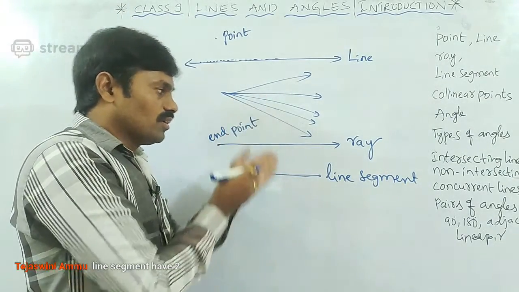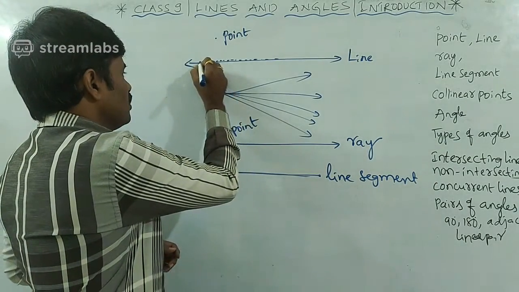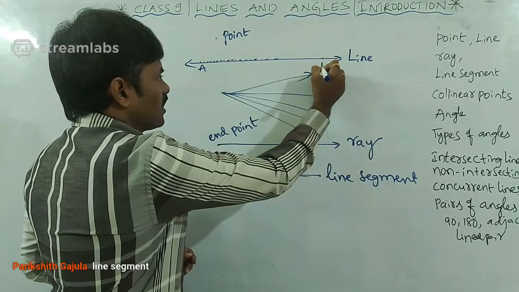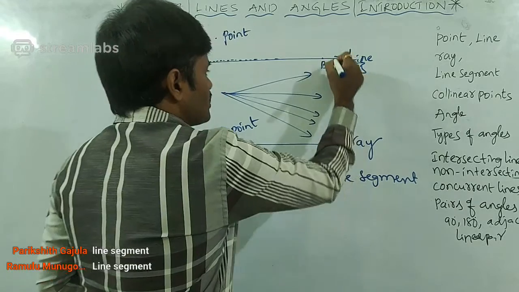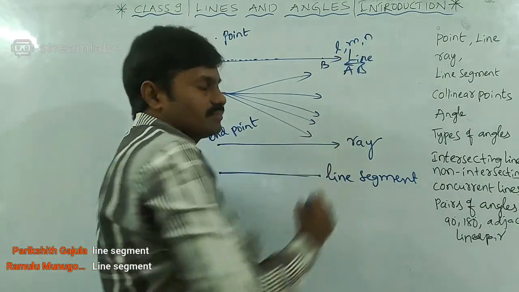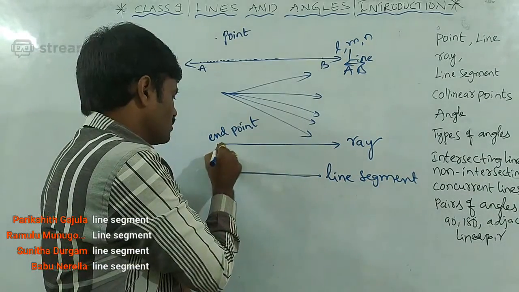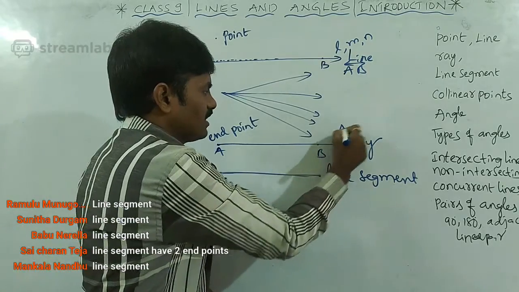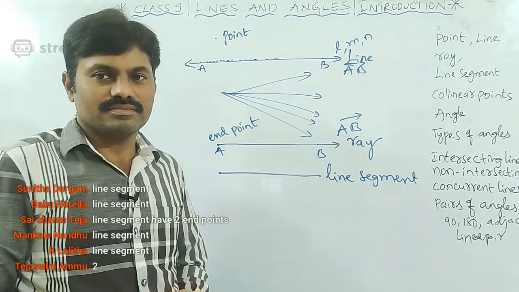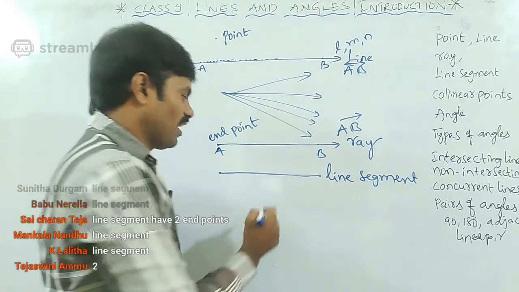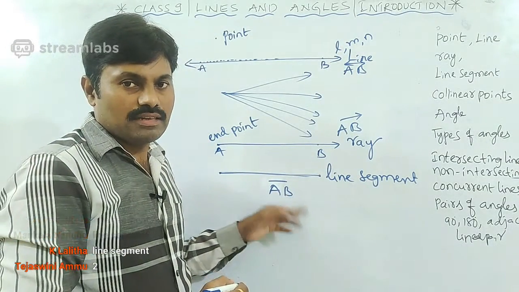Sir, then how do we name these line, ray and line segment? We can use capital letters. To denote a line, we can use two capital letters and write it as AB, or else we can use small letters like l, m, n. To denote a ray, we use only capital letters, but we write it as AB with an arrow symbol on top. That is the denotation of a ray. Now, what about line segments? Line segment also is the same. We have to use two capital letters.